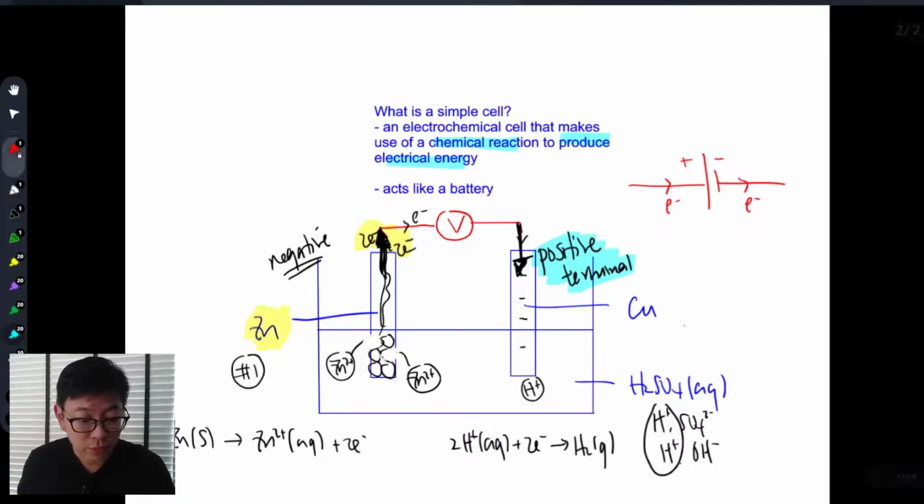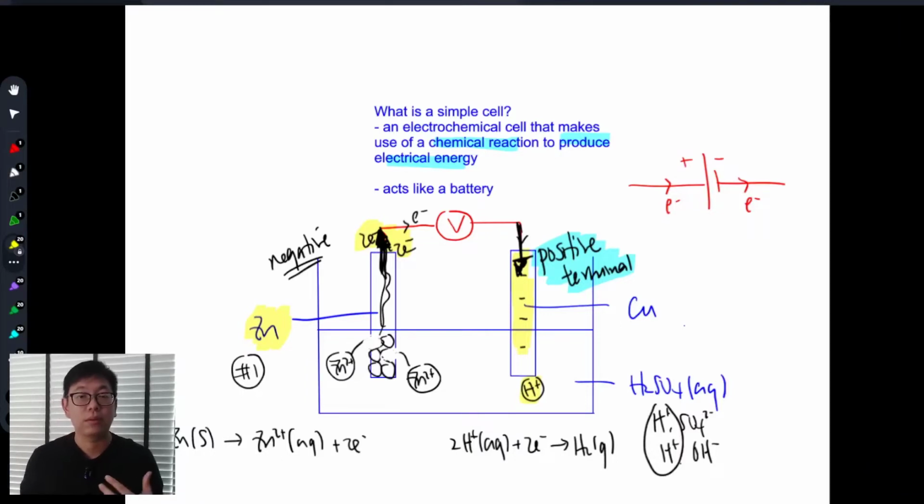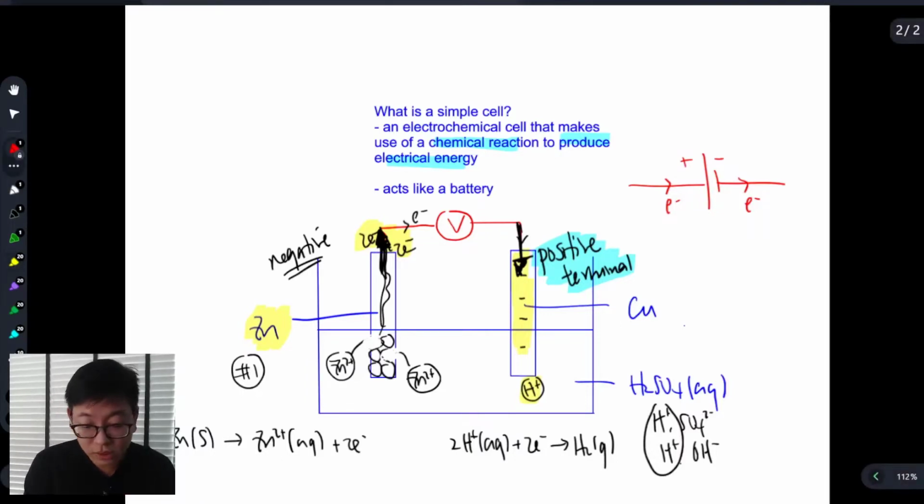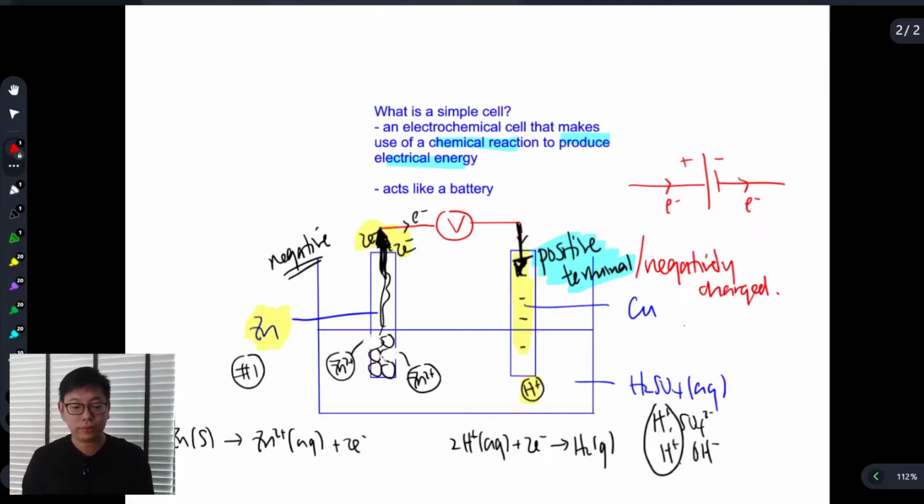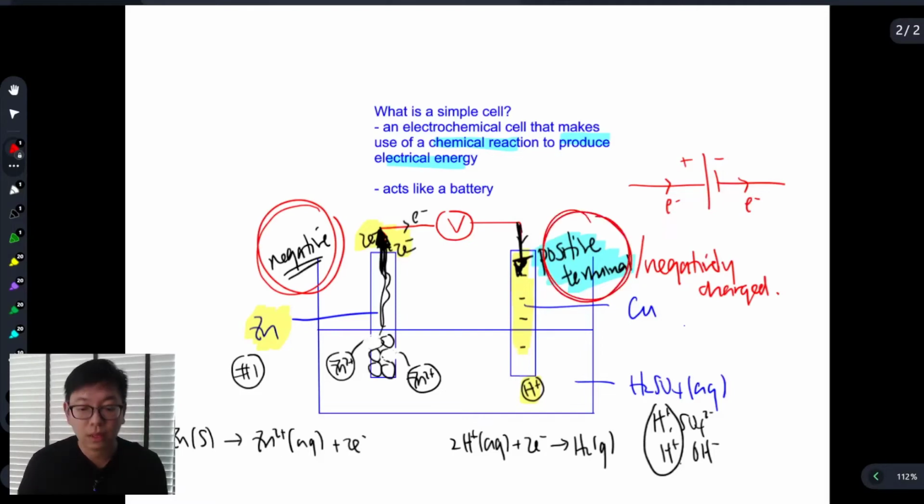But wait, once again, let's recall this. Electrons are flowing into copper, and that makes copper negatively charged. As a result, it will attract your cations. Cations get discharged. So the positive terminal is negatively charged. I hope this gives you a much clearer idea on how to name, how to look for the negative terminal and the positive terminal, and based on the flow of electrons, how to find the negatively charged terminal, because that's where cations go to get discharged.